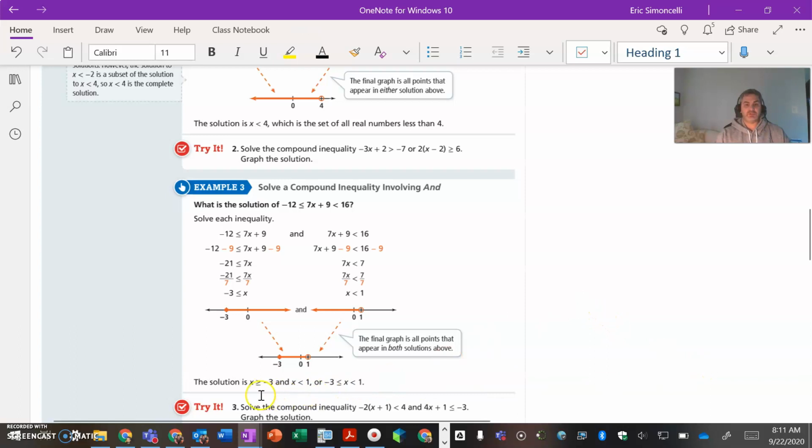So the solution is x is greater than or equal to -3 and x is less than 1, or you could write it this way: -3 is less than or equal to x and less than 1. That's the more typical way we write our final answer for an "and" statement.